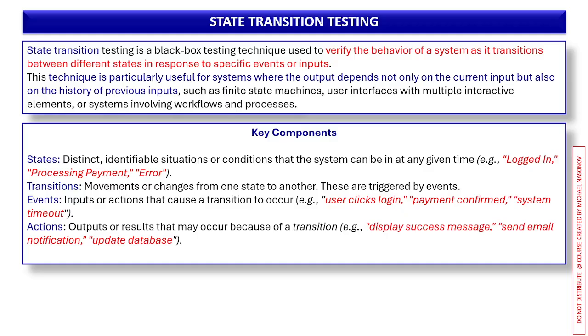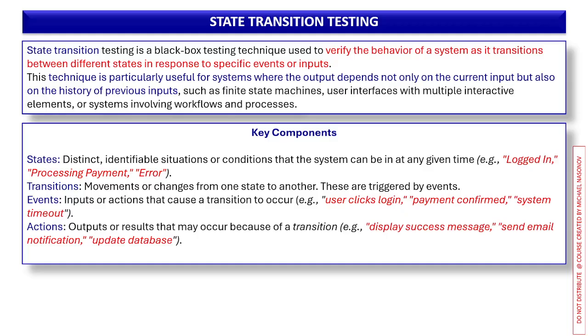Key components: states, transitions, events, actions. States: distinct, identifiable situations or conditions that the system can be in at any given time, for example, logged in, processing payment, or error. Transitions: movements or changes from one state to another, triggered by events. Events: inputs or actions that cause a transition to occur. For example, user clicks login, payment confirmed, system timeout.